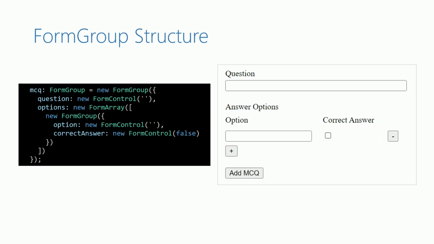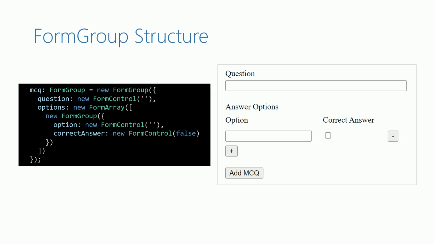Each answer option contains a field to capture the answer option as text and the correct answer as checkbox. Hence, each formGroup object within the formArray will contain a formControl of name option and a formControl of name correct answer. The option formControl will be initialized as empty string. The correct answer will be initialized as false, as initially the correct answer is unknown and the checkbox should be unchecked. For this reason, it is initialized as false.